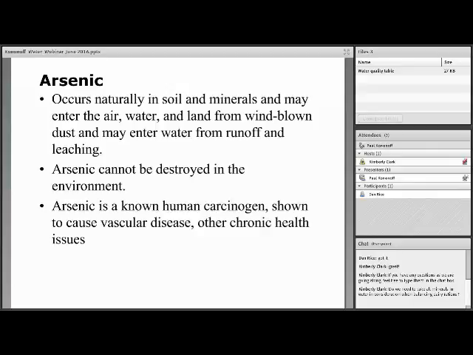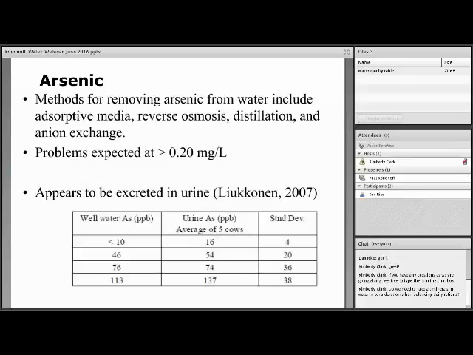Unfortunately, arsenic cannot be destroyed by the environment. And we also know that arsenic is a human carcinogen, may cause some vascular diseases and some other health issues. So arsenic is something we need to be looking at in water, okay?